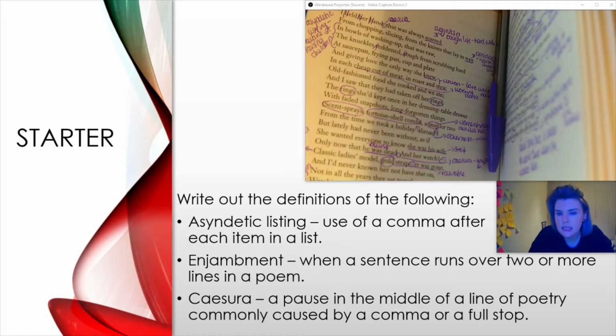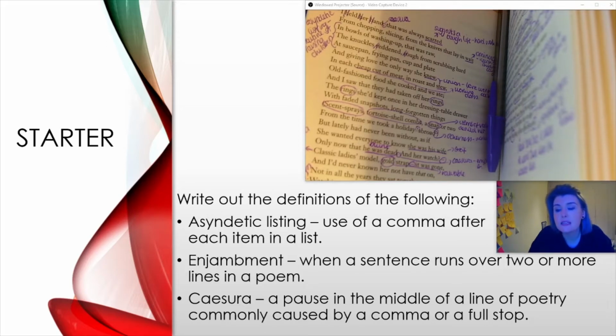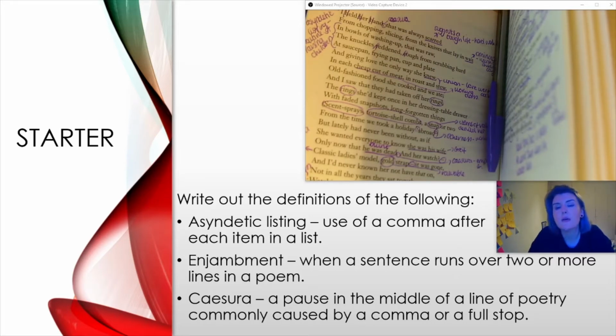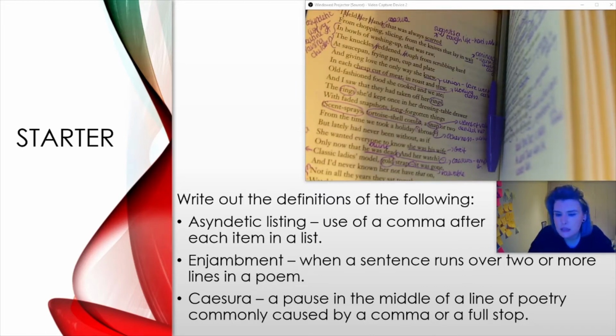Asyndetic listing is the use of a comma after each item in a list. Enjambment is when a sentence runs over two or more lines in a poem, and caesura is a pause in the middle of a line of poetry, commonly caused by a comma or a full stop. However, there could be a hyphen, it could be ellipses, but commonly it's a comma or a full stop.